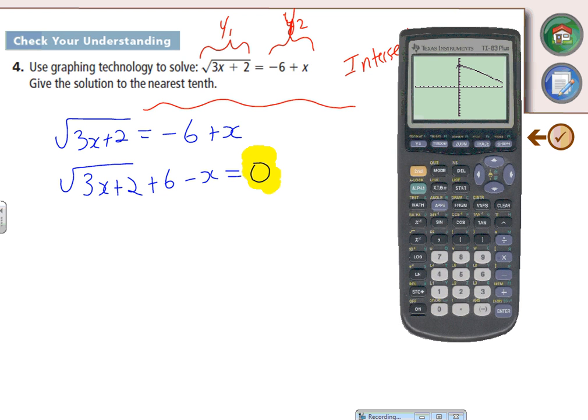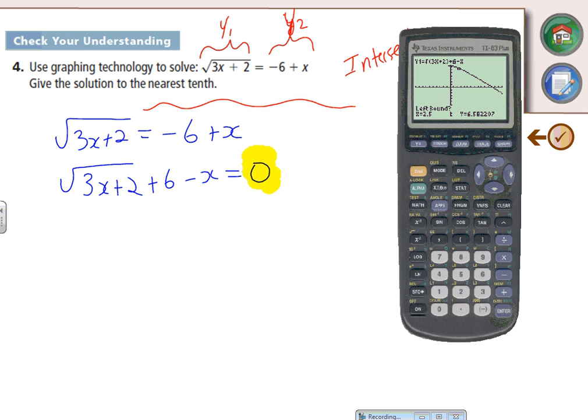I can see that it looks like it's going to cross a little bit more to the right of where I am. So I've got to go back to my window, and I'm just going to increase my x max. Let's try 15. See if that helps. Let's graph that again. Oh yeah, there is where it crosses the x-axis. So I'm going to look for the 0 at that point. Second trace or second calculate there. I'm looking for the 0.